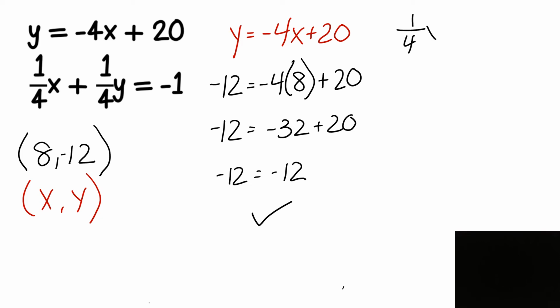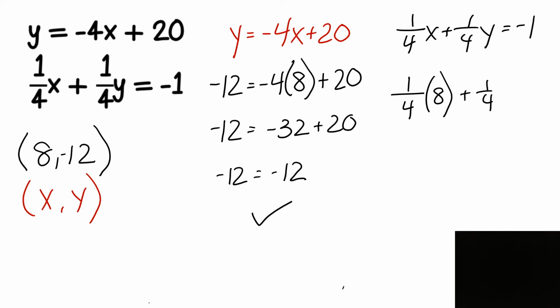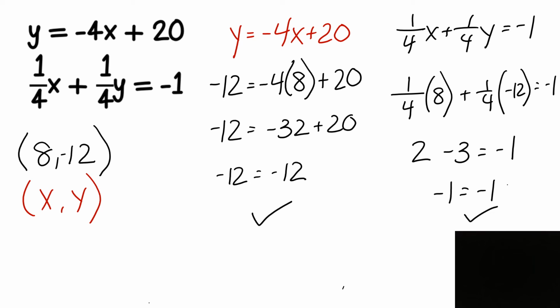For the second equation, 1/4 x plus 1/4 y equals negative 1. We plug in the values again, 1/4 with the x value 8 and 1/4 with the y value negative 12. Using our calculator, we can solve. 1/4 of 8 is 2. 1/4 of negative 12 is negative 3. And then we add 2 and negative 3 to get negative 1. Both sides match, so that is our correct answer. We follow the maze going down.